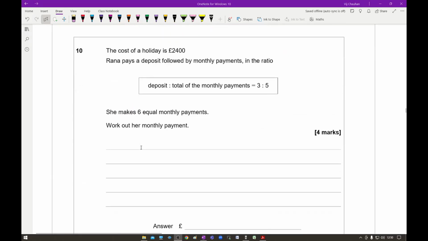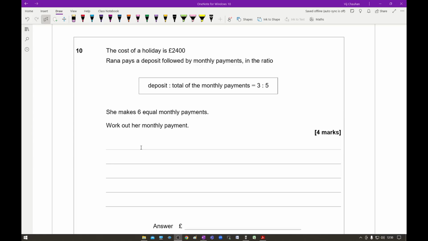Now moving on to question 10, it says the cost of a holiday is £2,400. Rana pays a deposit followed by monthly payments, and the ratio of the deposit to the total monthly payments is equal to 3 to 5. She makes 6 equal monthly payments, and the question is asking us to work out her monthly payments.